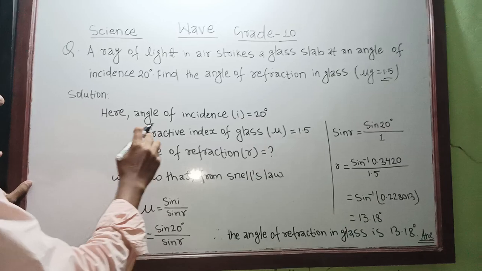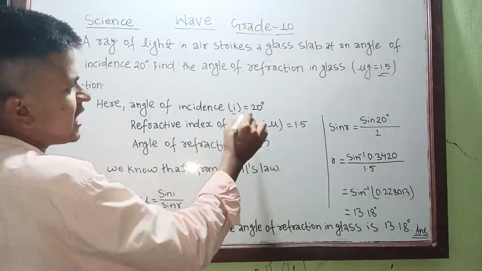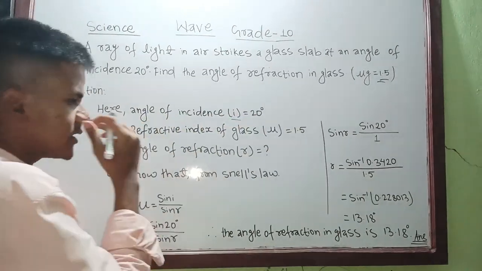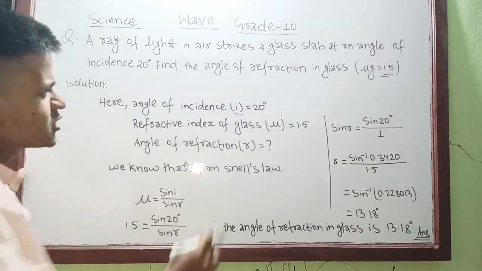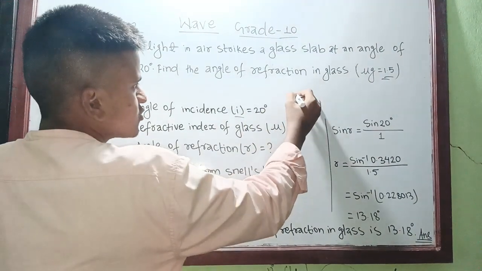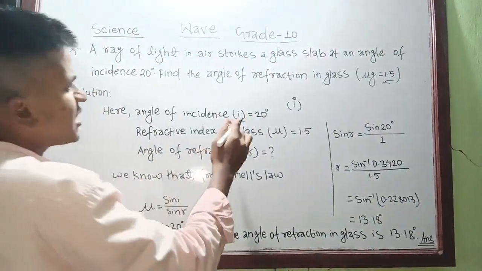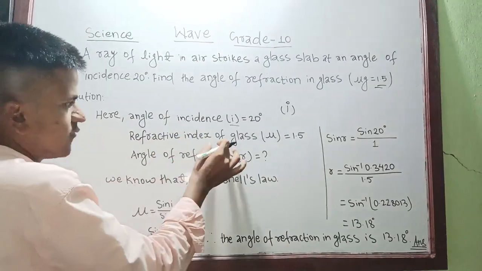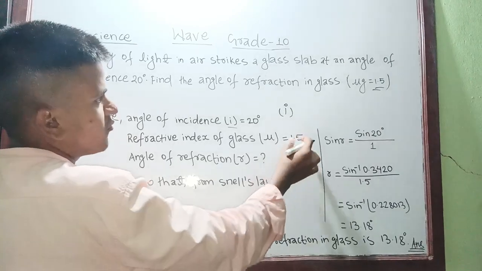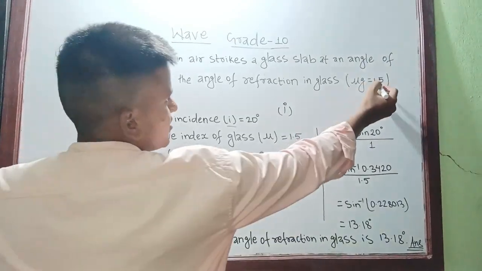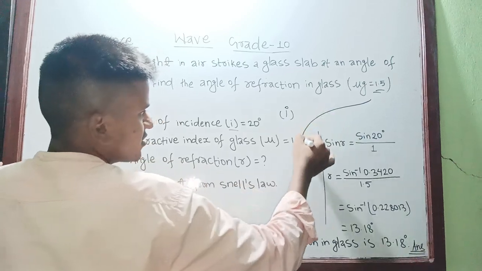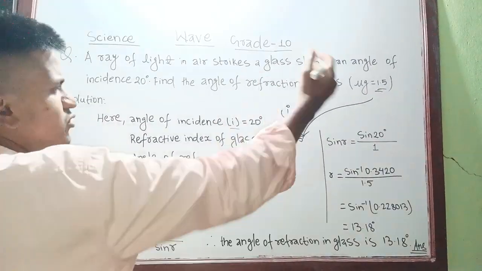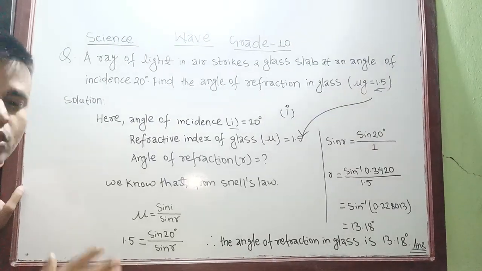Now solution. Here the angle of incidence is always represented by i. Suppose you don't have time and you are in a rush, you can simply put this i also, so it won't be wrong. Now this i equals 20 degree. Refractive index of glass mu equals 1.5. From where have I taken this data? See, this data came directly from here to here. This is just a substitution method. Just put it from there to here. That is all, not a big deal.